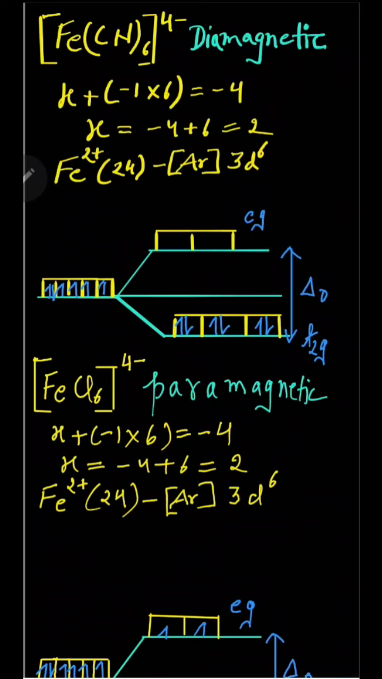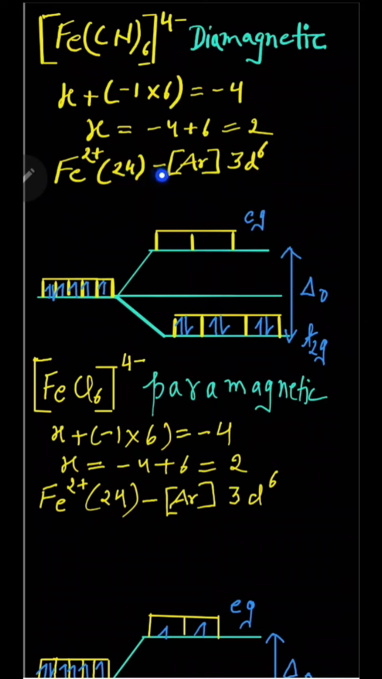So for this, first of all, we will calculate the oxidation state of the iron. We'll put X in place of the iron, and a -1 charge is present on the cyanide, and 6 cyanides are present here. So -1 into 6 equals -6, because overall the complex has a -4 charge. If you solve this, you will find the oxidation state of iron is +2, and iron has atomic number 26. When you remove 2 electrons from it, it is left with 24 electrons.